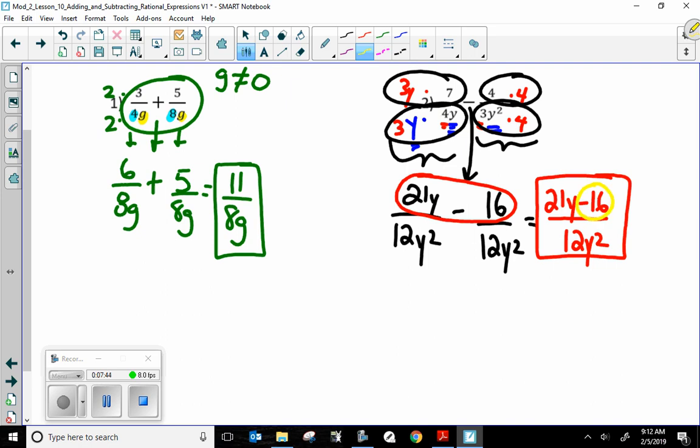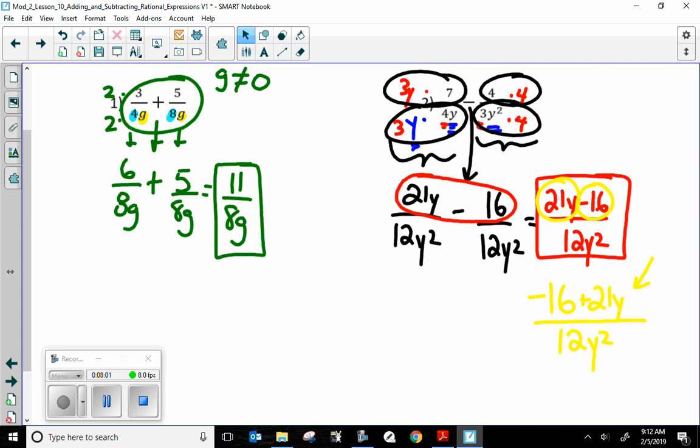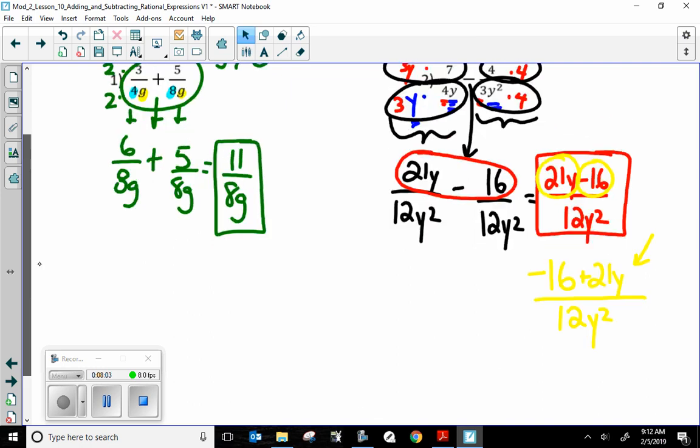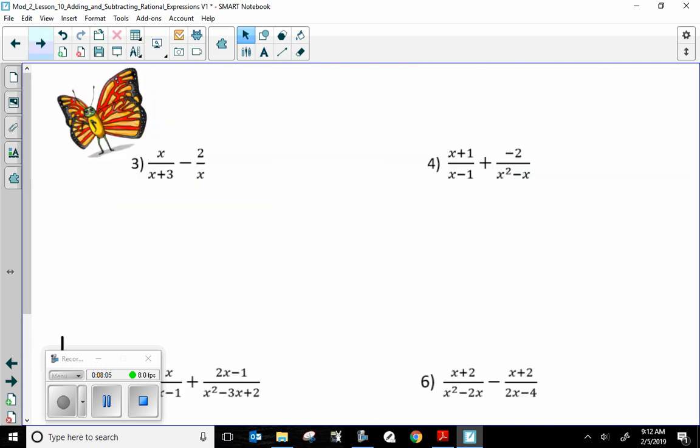This is a negative 16, so I'll put that first. This is a positive 21y all over 12y squared. Okay, so it might be written like this if it's multiple choice on a test. Just know that those two are the same. All right, let's keep on trucking. Okay, that's good. On to the next one.